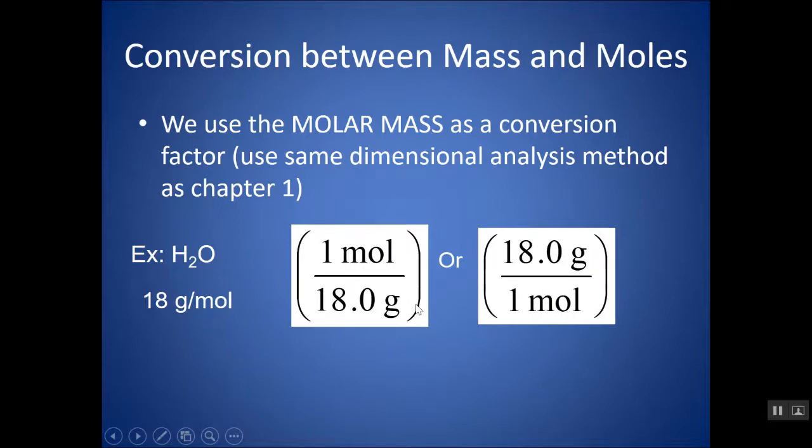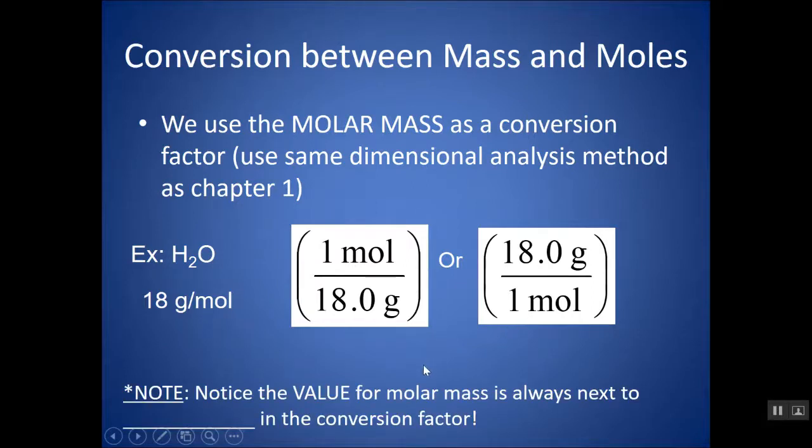Or if I was starting with moles, I need moles to cancel out and put moles on the bottom, then I would put the 18 grams on top. 1 mole is equivalent to 18 grams for H2O, as long as I'm dealing with H2O. Just notice that the value for molar mass is always next to the grams in the conversion factor, and 1 is always next to the moles, because 1 mole weighs the molar mass in grams.